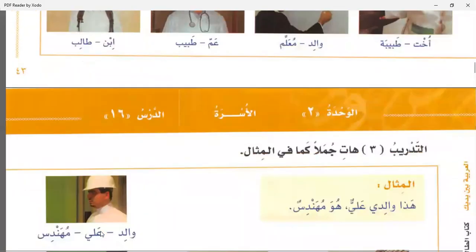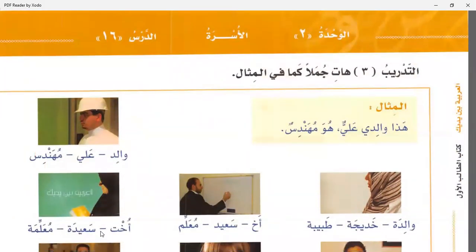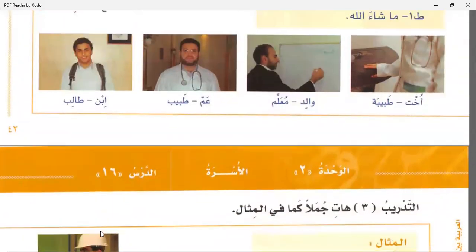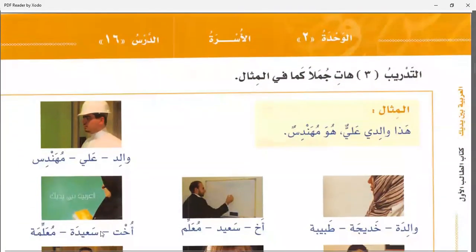If anyone has any question regarding this exercise or any previous exercises or lessons, you can ask me. What page are we on in the book, please? In the book, we are on page number 44. Okay, thank you. Jazakallah khair.